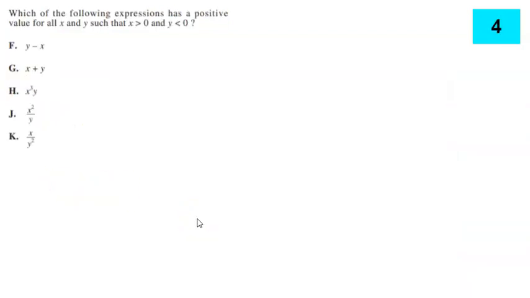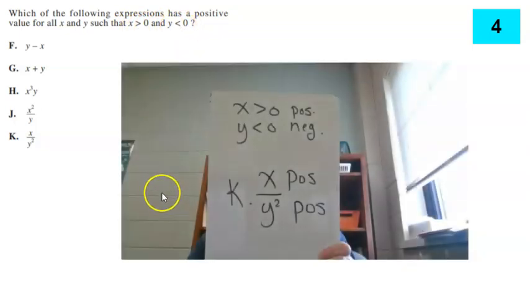Which of the following expressions has a positive value for all x and y such that x is greater than 0 and y is less than 0? So that means x needs to be a positive number and y needs to be a negative number. Well, the only answer that will give you a positive result is the last one, because since x is a positive number, we know y squared, because you square anything, you get a positive number. So that's the ratio of two positive numbers, so the answer K was the correct answer.